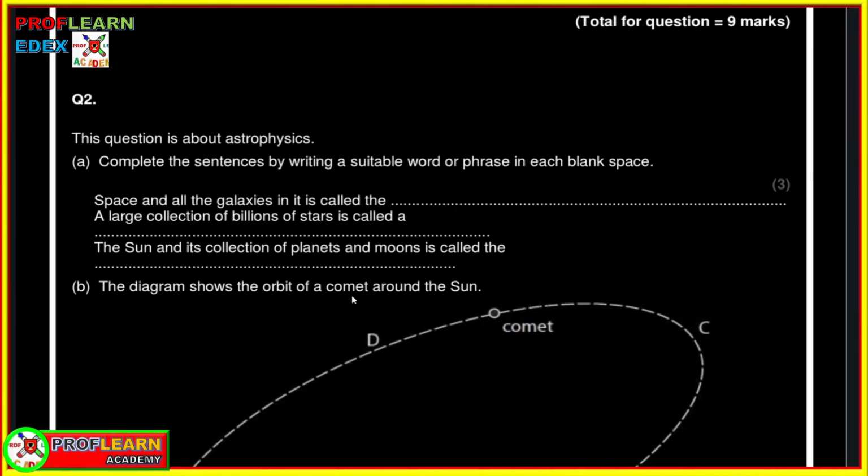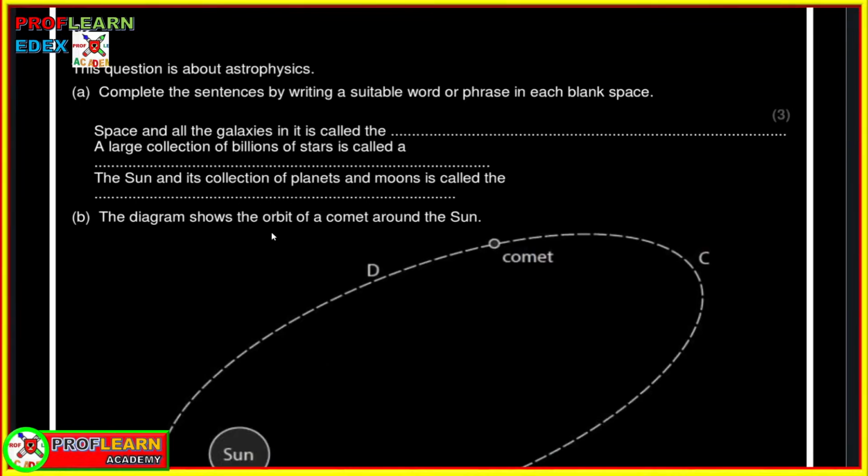Let's see the first question here: space and all galaxies is called what? You can type in the comment below. What do we call all galaxies? Basically, this is called the universe. So we can write down here: the universe.